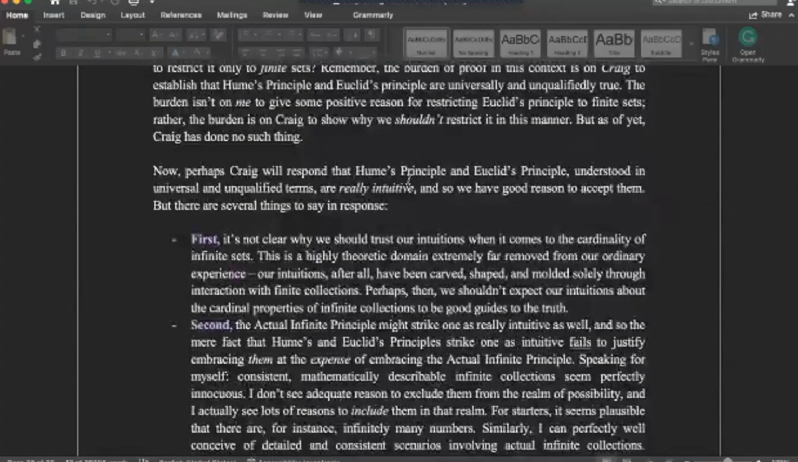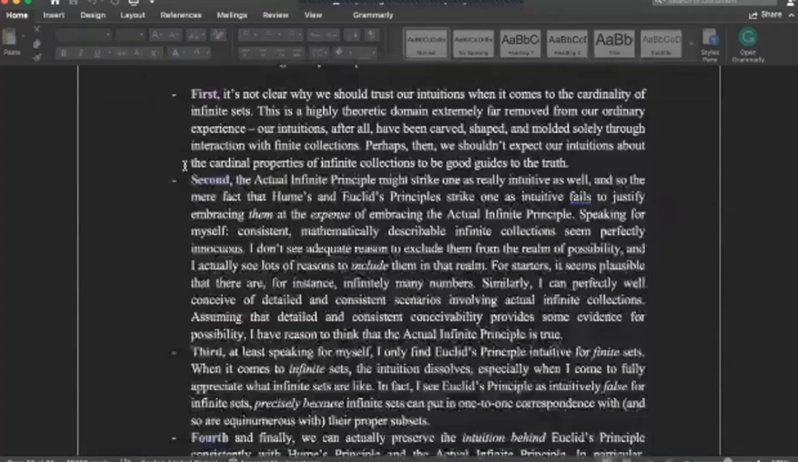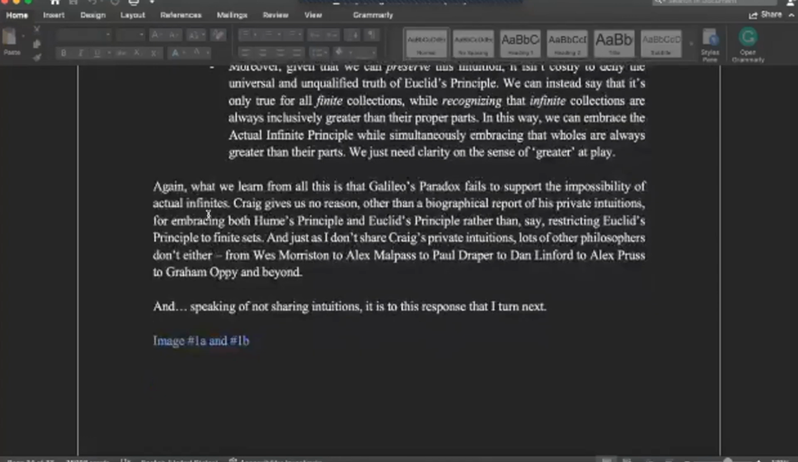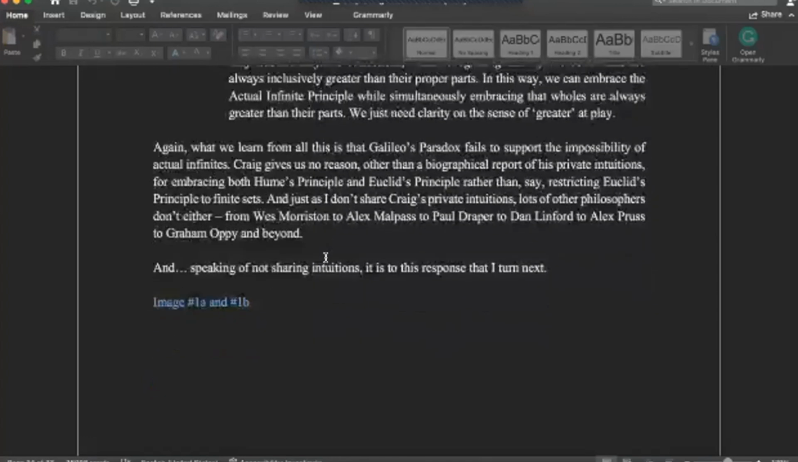So those are my four responses to this rejoinder that I considered on behalf of Craig with respect to my point up there. And so again, what we learned from all this is that Galileo's paradox fails to support the impossibility of actual infinites. Craig gives us no reason, other than a biographical report of his private intuitions, for embracing both Hume's principle and Euclid's principle, understood in unqualified and universal terms, rather than, say, restricting Euclid's principle to finite sets. And just as I don't share Craig's private intuitions, lots of other philosophers don't either, from Wes Morrison to Alex Malpass to Paul Draper to Dan Linford to Alex Proust to Graham Oppy and well beyond. And speaking of not sharing intuitions, it is to this response that I turn next.